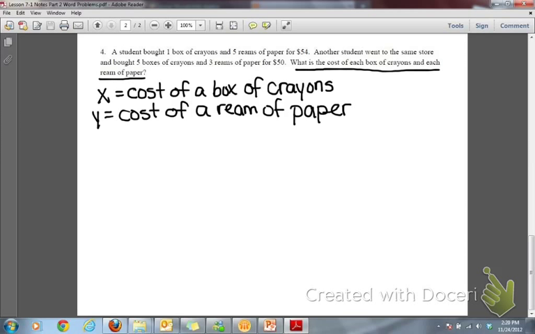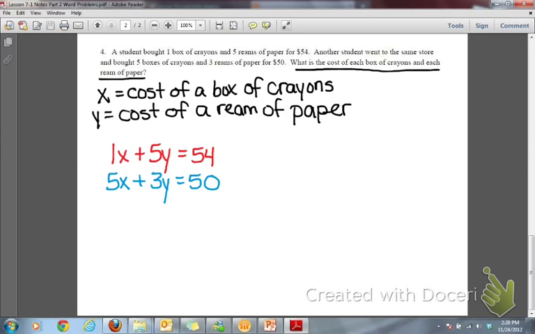Each equation is just going to deal with each student. The first student bought 1 box of crayons, so that's 1x, and 5 reams of paper, plus 5y, and they paid $54 for that. The other student went to the same store, bought 5 boxes of crayons, so 5x, and 3 reams of paper, that would be 3y, for $50, so that equals 50.